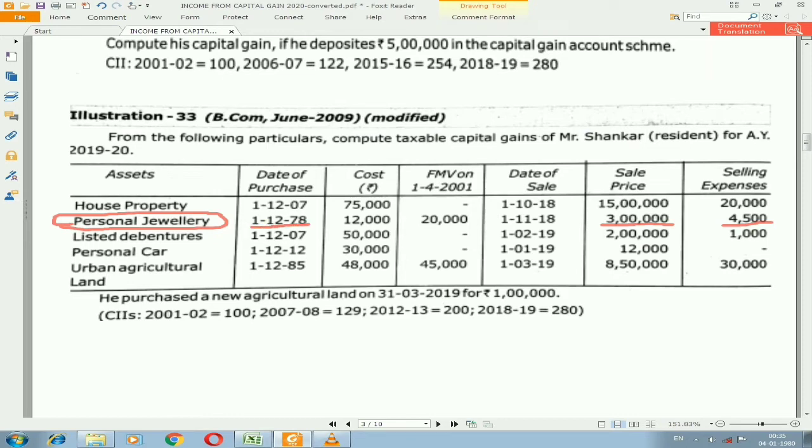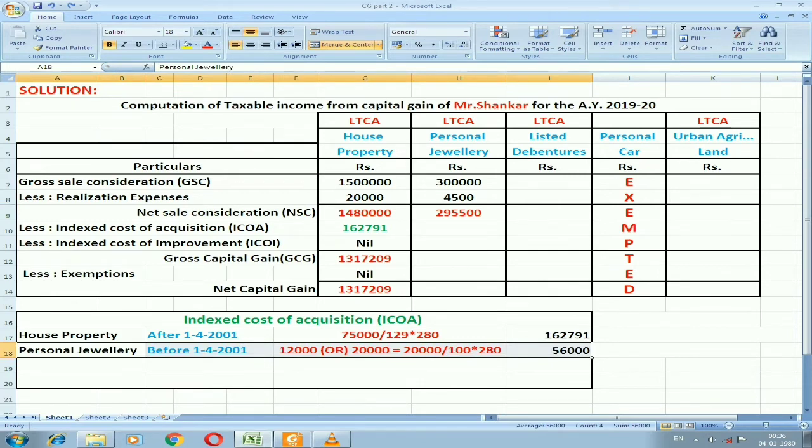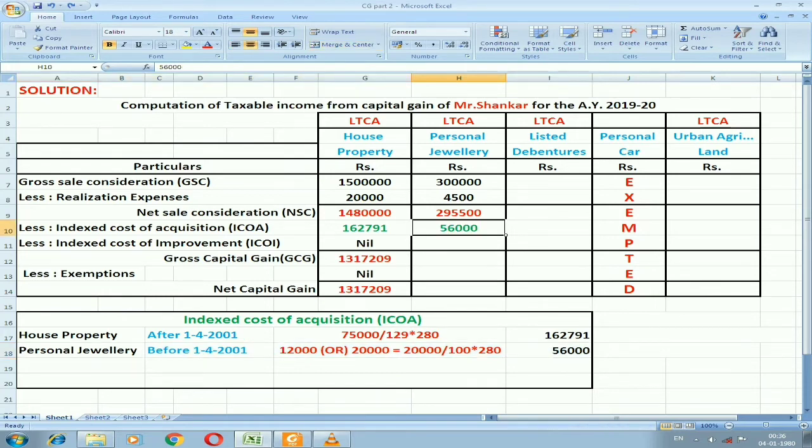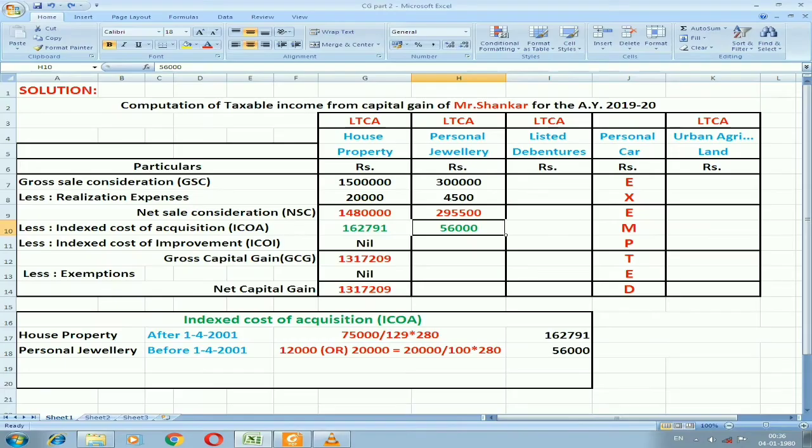The purchase is before 1/4/2001. When it is before, we need to compare with the market value of original cost. Purchase price is 12,000, market value is 20,000. We need to compare and take whichever is the highest. Index number will be 100 and 280 as it is sold in 2018. As you can see in the adjustment, I have done a working note for that. It is purchased before, so 12,000 or 20,000, whichever is greater, 20,000 divided by 100 into 280, I'll get 56,000. Then we need to check indexed cost of improvement. As this asset doesn't have any improvements, it will also be nil. If I deduct that, I'll get an amount of 2,39,500.